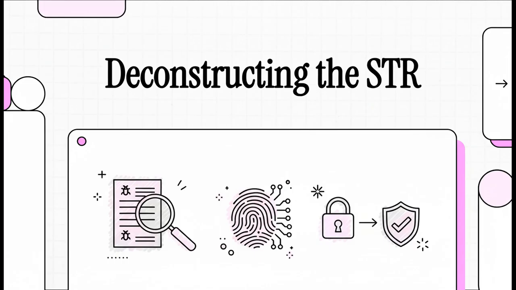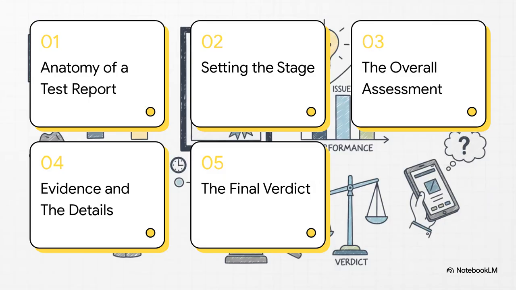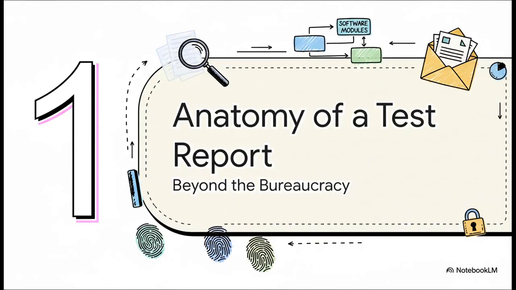We're going to deconstruct one of the most important documents out there for high-stakes software, the software test report. So here's our game plan. First, we'll look at the basic anatomy of the report itself. Then, we'll talk about setting the stage, all that crucial context. After that, we'll get into the overall assessment, then dive really deep into the evidence and the details, and finally, we'll land on the final verdict and why all this matters so much. All right, let's jump right in.